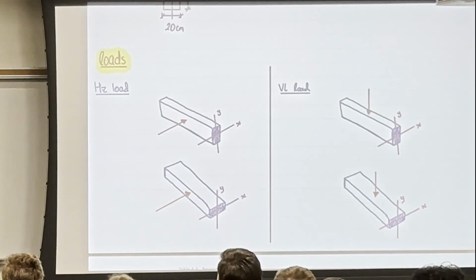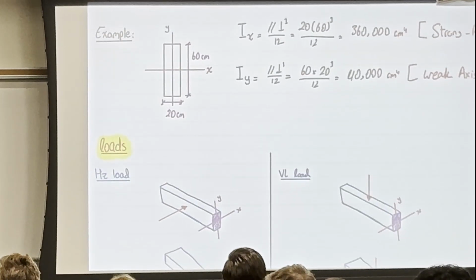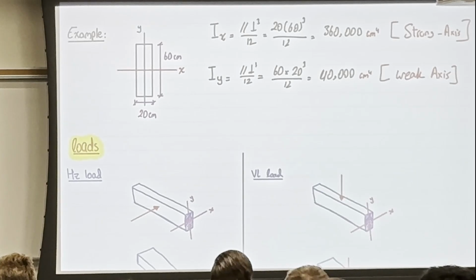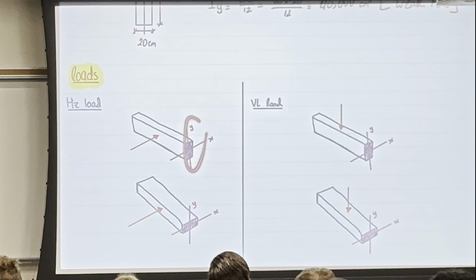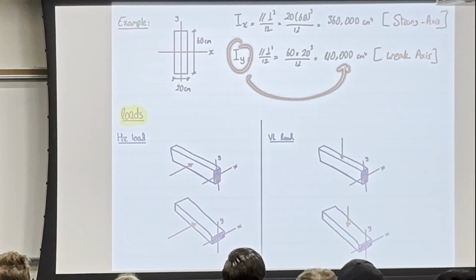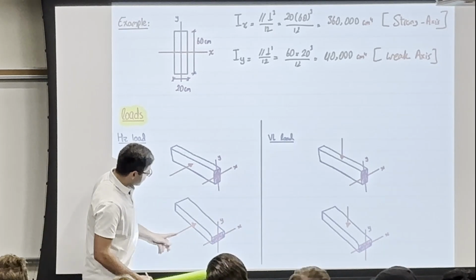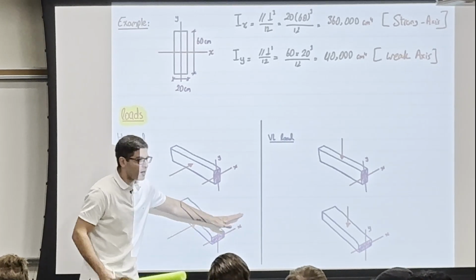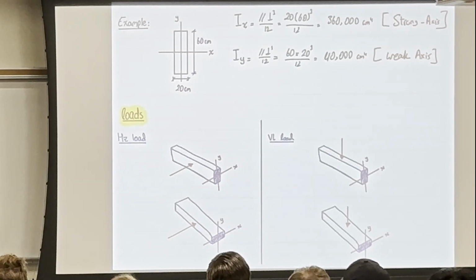That was quick. Anyone suggest the first one? The reason why it's not the first one is that I know it's going to bend about Y, so I need Y to be a strong axis. But here Y is weak. That's why I need to rotate it so that the dimension that is strong is parallel to the load. Okay? So that's correct.